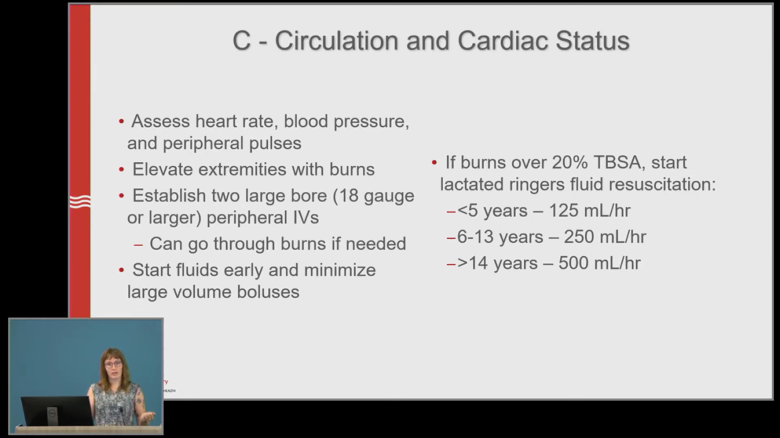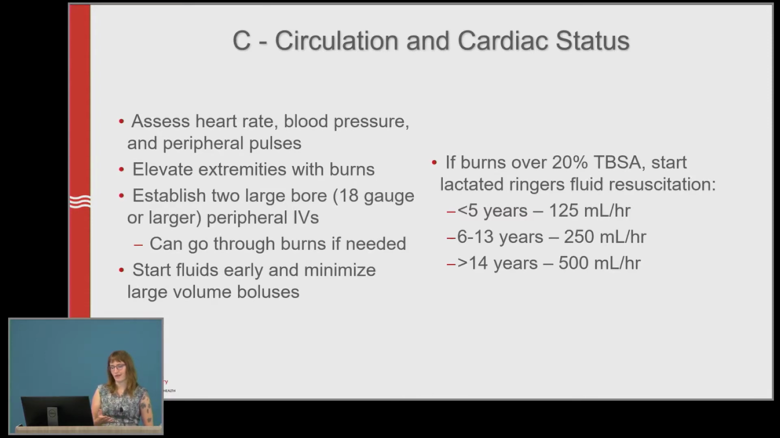You're going to want to evaluate all the extremities, especially if there's full thickness circumferential burns, as again, those can act like tourniquets. You'll want to elevate those extremities to decrease swelling. Get access with 2 large bore 18 gauge IVs or bigger, and you can go through the burns. That's fine. Go through the burn if you know there's a good vein there. That's great. And then if you think someone has a burn that's over 20% TBSA, you will want to start them on fluid resuscitation. This is not bolusing multiple liters. This is going to be starting in a sort of measured way to get them on track with their resuscitation.